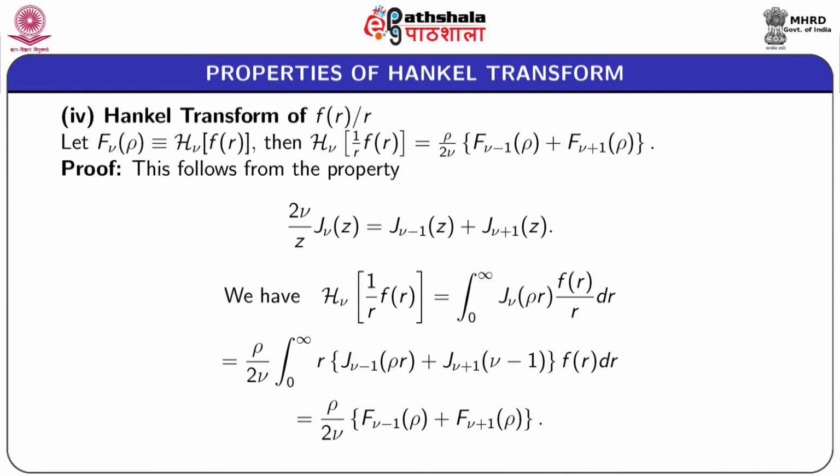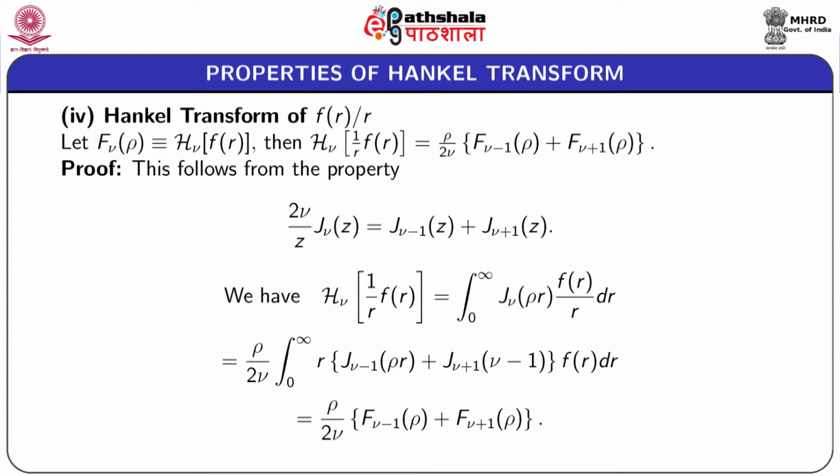Next, we shall obtain the Hankel transform of f(r) by r. Let F_nu(rho) equal the Hankel transform of order nu of the function f(r). Then H_nu of 1 by r f(r), that is the Hankel transform of order nu of the function f(r) by r, is equal to rho by 2 nu times F_nu minus 1 of rho plus F_nu plus 1 of rho. This we have to prove.